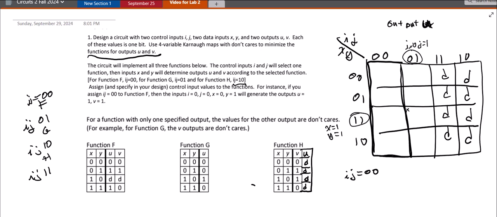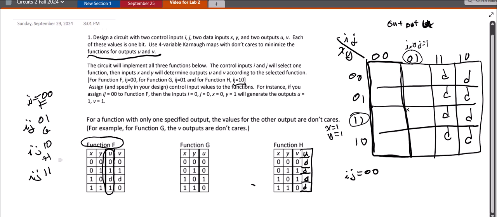And so now ij equals 0, 0 corresponds to function F, and I'm doing the Karnaugh map for U. So I look at U, and I see I have a 0 for x, y equals 0, 0. So here's x, y equals 0, 0, so that's a 0. For x, y equals 0, 1, I have a 1. For x, y equals 1, 0, I have a don't care. And for x, y equals 1, 1, I have a 1.